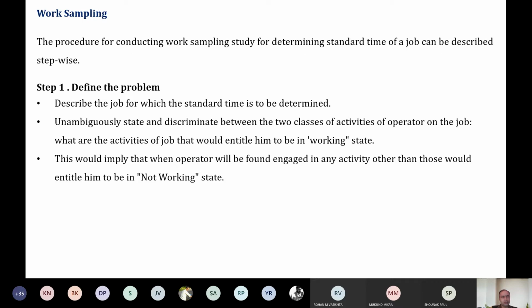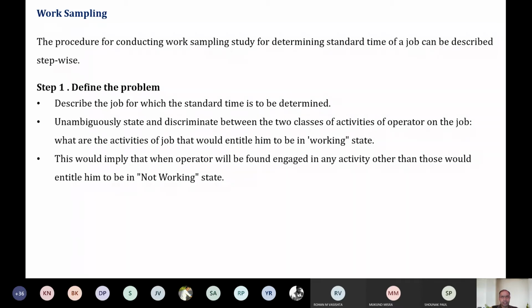Then how to conduct this work sampling? So first, as usual for the method study and time study, whatever we studied, the same way we are going to select the problem. We are going to define the problem, and by selecting this problem, we should be selecting the problem which is of critical nature.